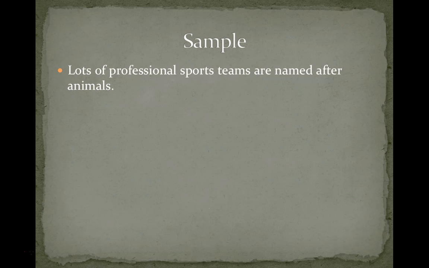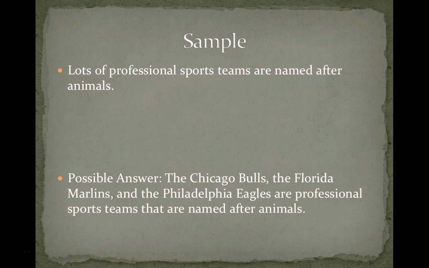Lots of professional sports teams are named after animals. Okay, so now pause the video and come up with some examples that will support this generalization. So, a possible example could include the Chicago Bulls, the Florida Marlins, the Philadelphia Eagles. These are all professional sports teams named after animals. And living in the Pacific Northwest, we can add a 4th example, perhaps, of the Seattle Seahawks.